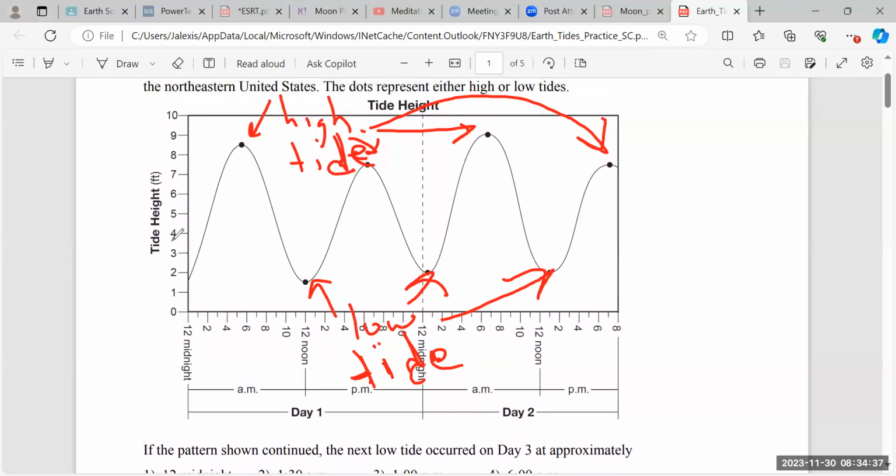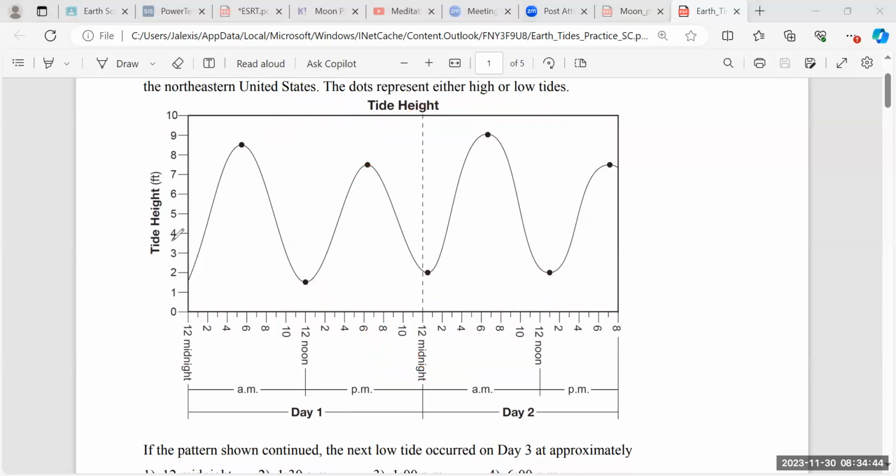So let's look at the last low tide, right? So the last low tide occurred right here. And when I'm looking at the time, it looks to be about 1 p.m. That was the last low tide. All right. So when will the next low tide occur?